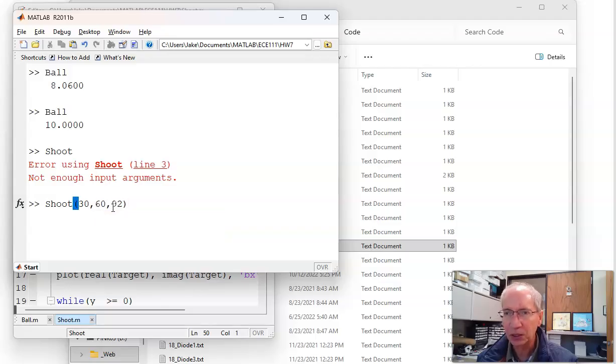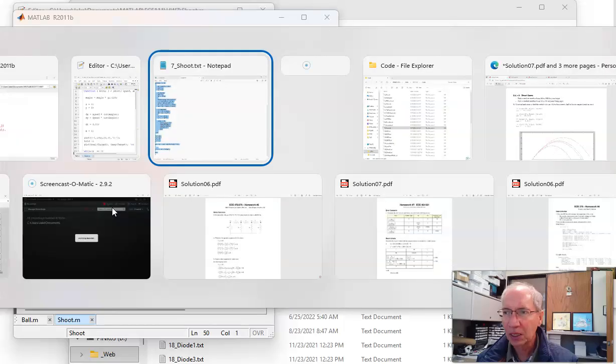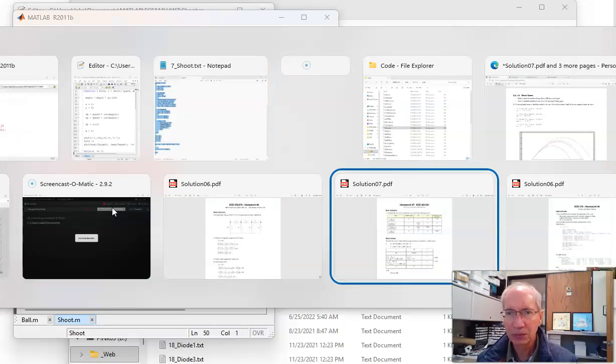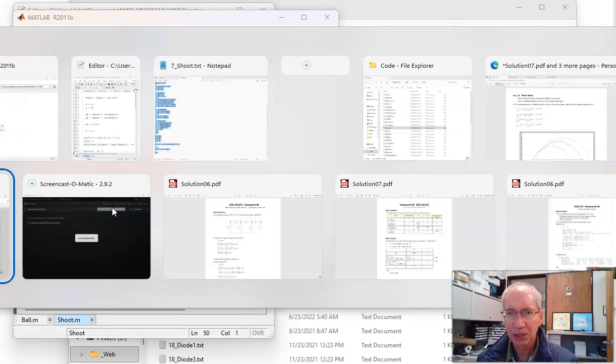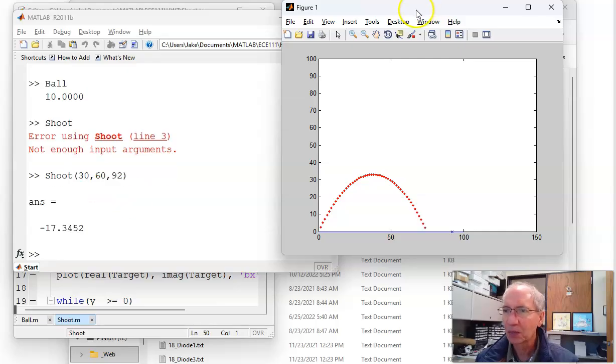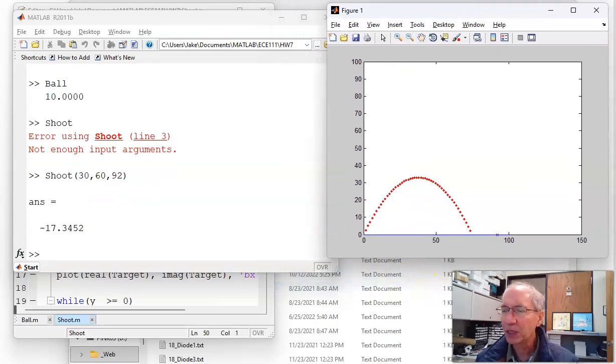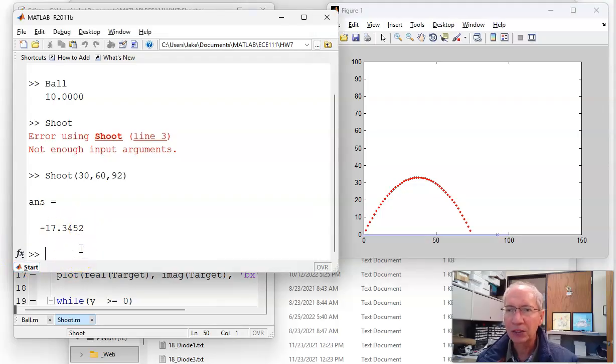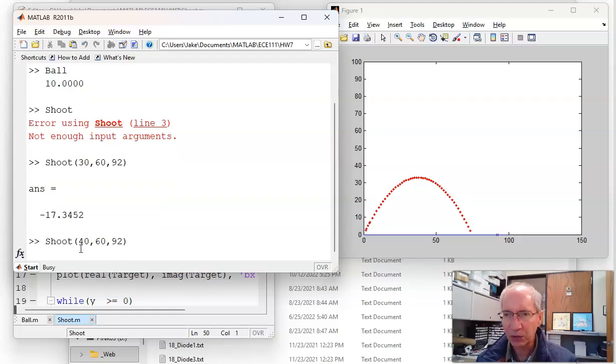Let's say it's at 92 meters. I'm going to launch a tennis ball. There it is. And what that tells me is that I missed the target by 17 meters. Try to hit the target. So what I could do is, 30 was too short. Let's try 40 meters per second. I launch a tennis ball.